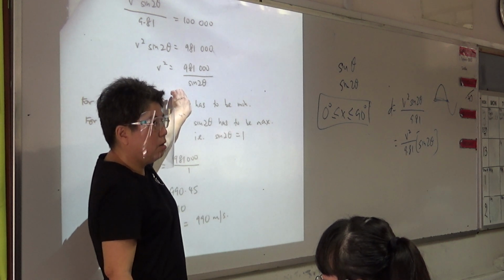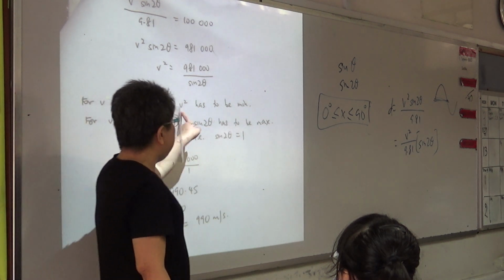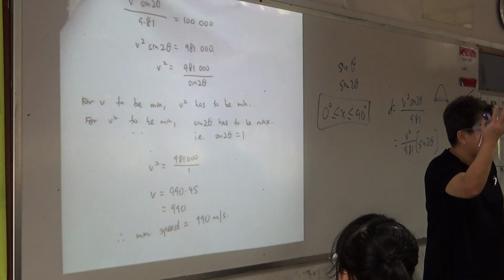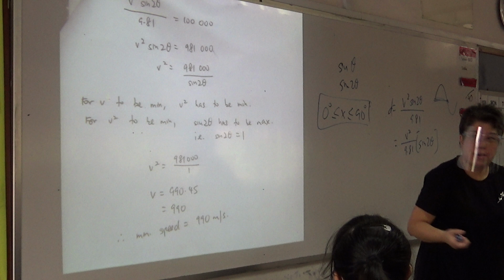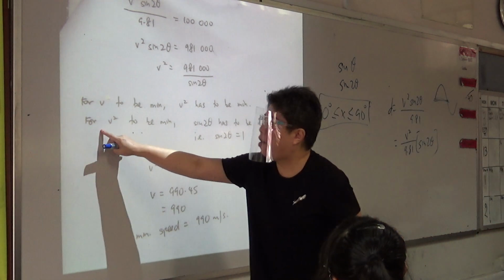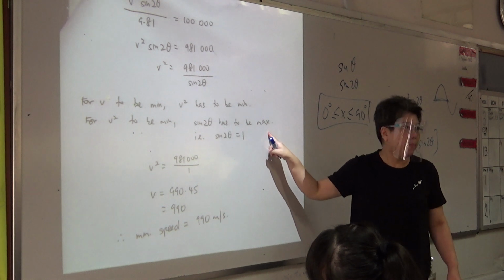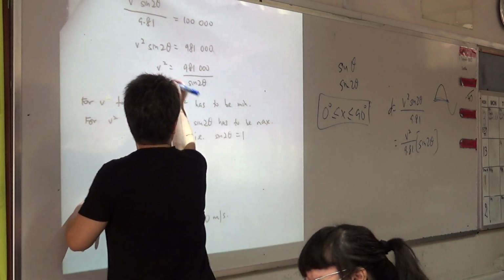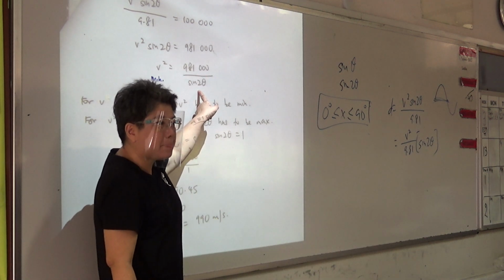All of you please listen. For V to be minimum, V square has to be minimum, okay? Because if you square something, it must be minimum square, then you get the minimum. Agree? Now next. For V square to be minimum, sine 2 theta has to be the maximum. Can you look at this one? I want this to be the minimum. So it must be this number over the maximum, right?